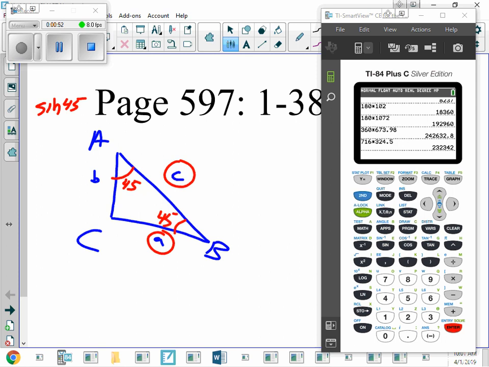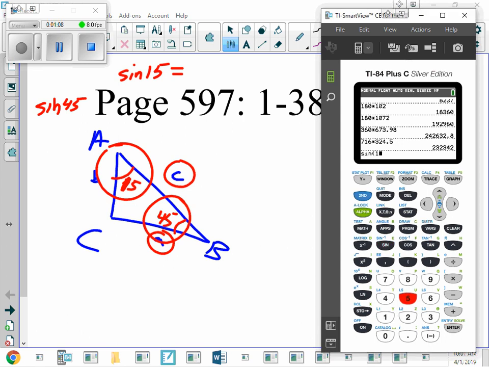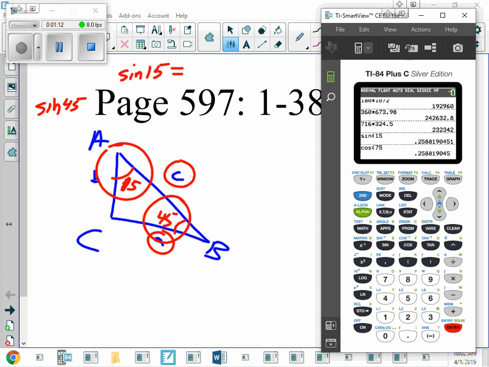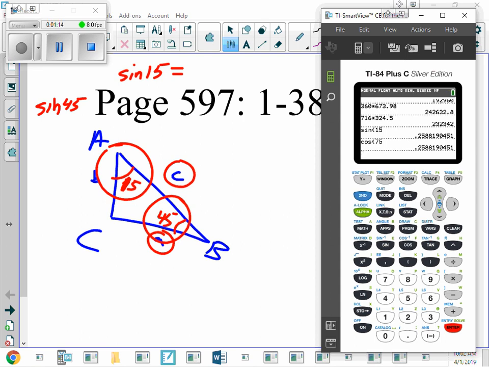Now, if this was 15, the sine of 15 is equal to what? Well, if A is 15, what is B? 90 minus 15, which would be 75. So the sine of 15 will always be equal to the cosine of 75. And in general, they're always off by the complement of 90 degrees.